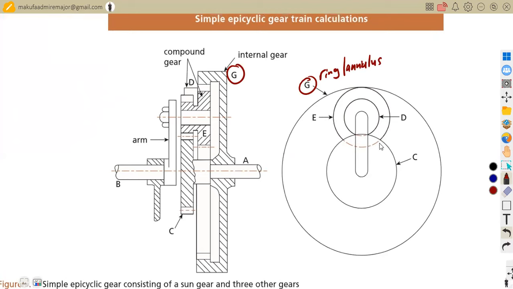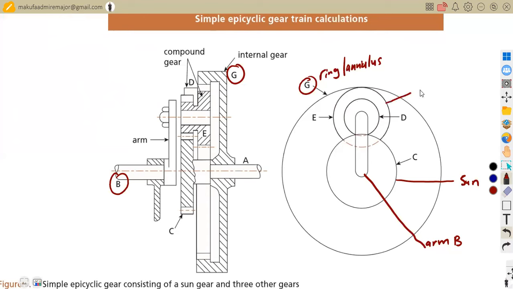All right, then we also talk about the arm. The arm, we use it at the end, which is B. So we are going to consider it as arm B. Then C being our sun. So we have got the sun gear in this case at C. Then we have got the planetary gear in this case, which is E.